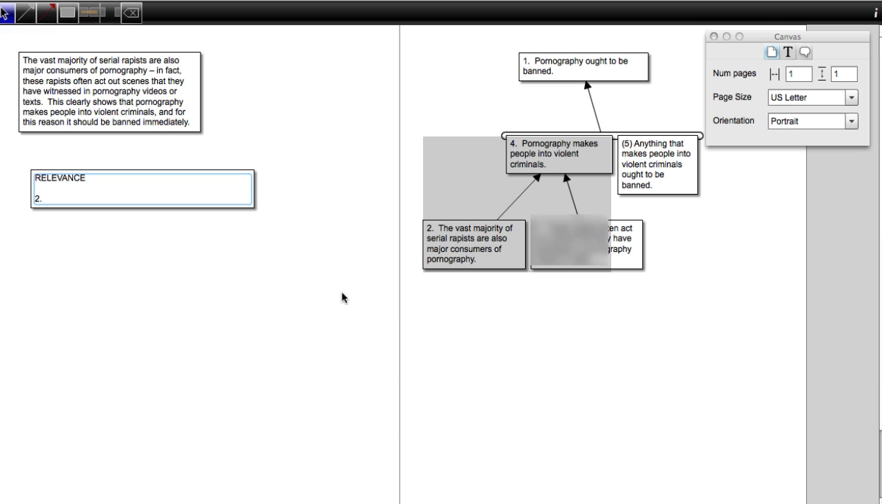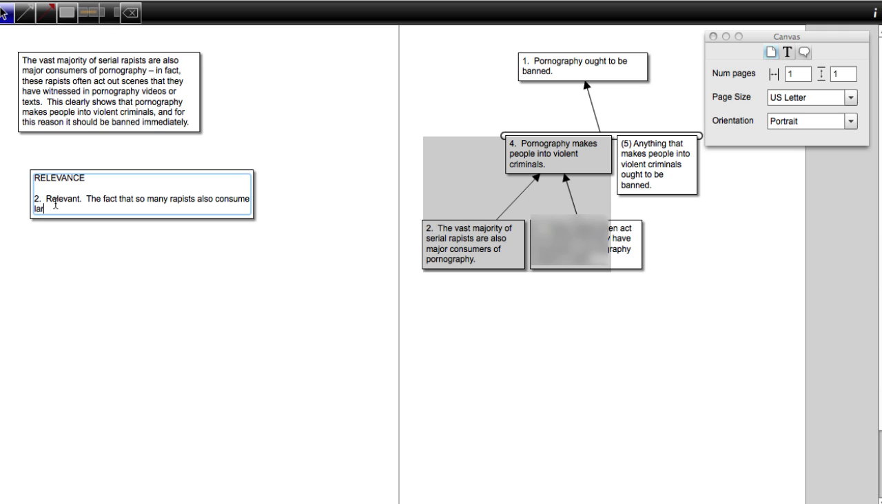2. The vast majority of serial rapists are also major consumers of pornography. Is that relevant to the claim that pornography makes people into violent criminals? And I'm going to say yes, it is relevant. The fact that so many rapists also consume large amounts of pornography can be used as evidence for the claim that pornography makes people into violent criminals.